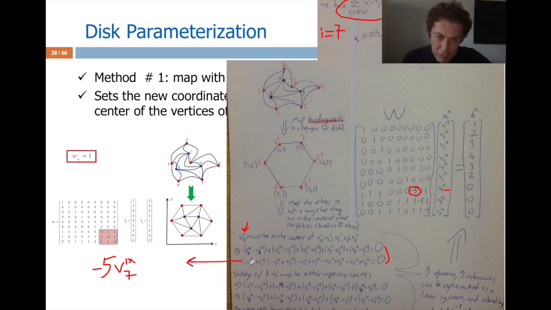And what else is going on? I add up V1x, V2 prime x, V3 prime x. So all the neighbors are added. So if V1 prime is the neighbor of V7 prime, which it is, so I will put a 1 here. V2 prime 1, V3 prime 1, because it will hit this. V4 prime is not my neighbor.